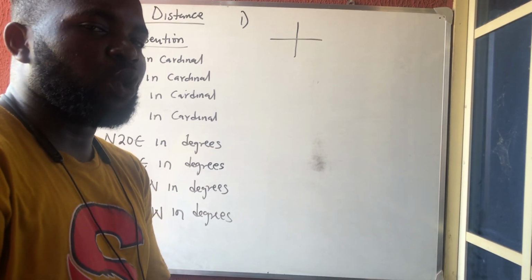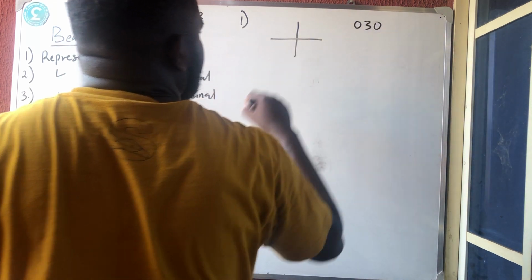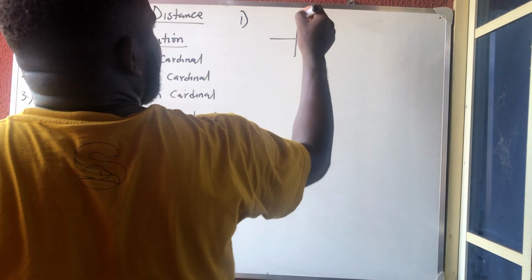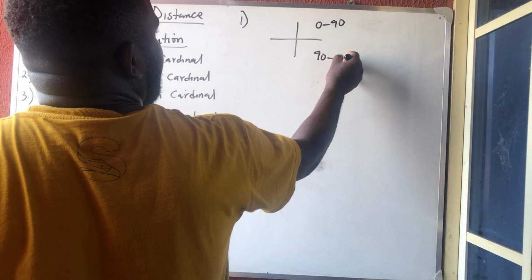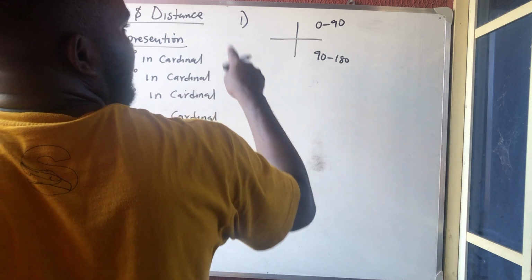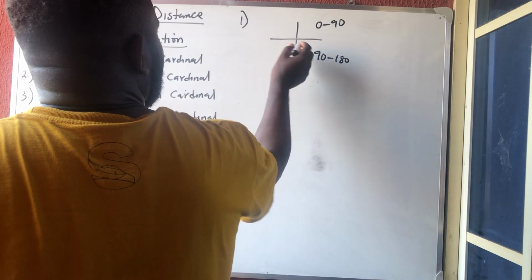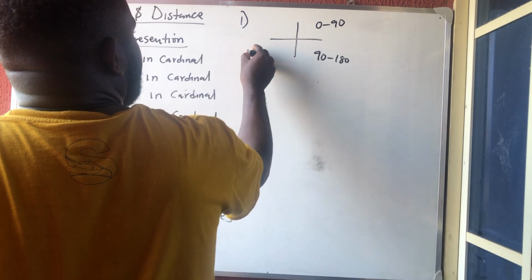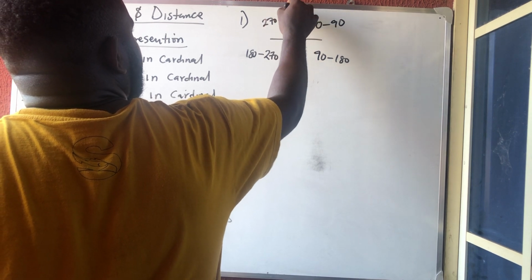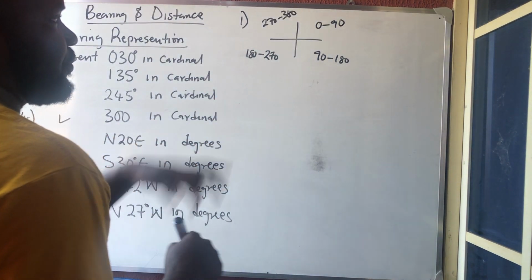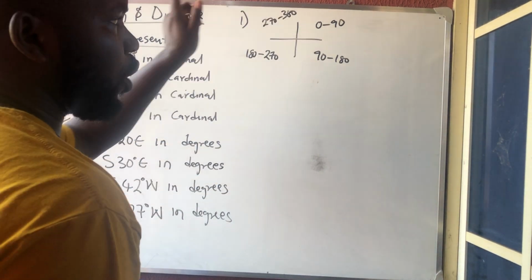All our business is with what? The vertical. So if I want to represent 030 degrees, remember, this is from 0 to 90. Here is from 90 to 180. You see, I'm moving clockwise, but if you remember in trigonometry, we were moving anti-clockwise. So go and watch my video on trigonometry. This one is from 180 to 270, and then from 270 to 360. So these are the quadrants we have: first, second, third, fourth quadrant. This is for bearing, but in trigonometry you go anti-clockwise.